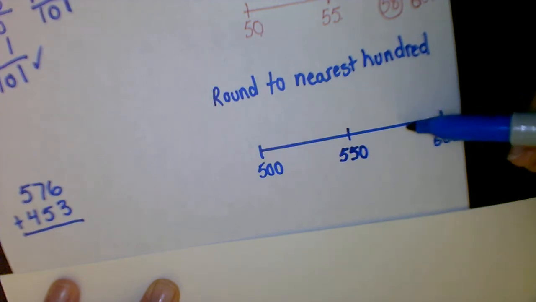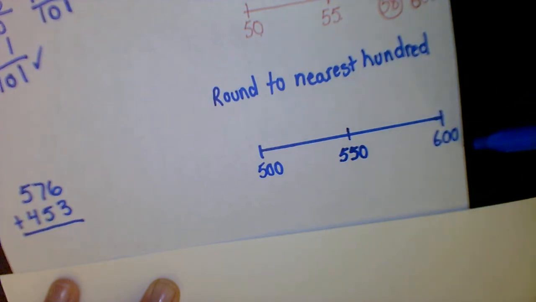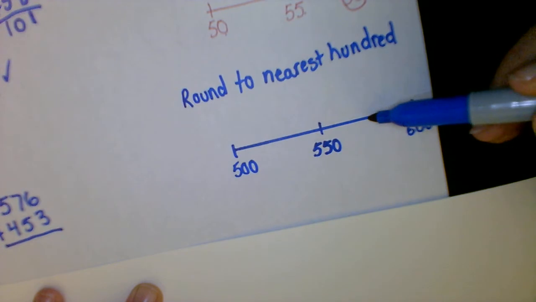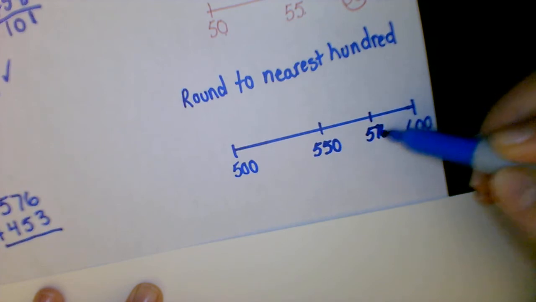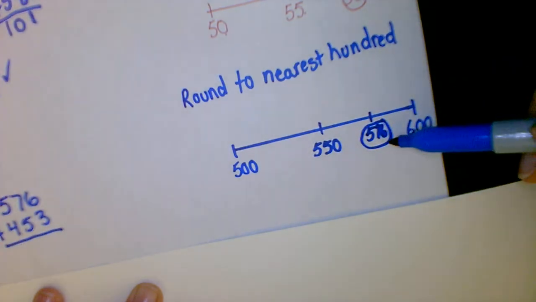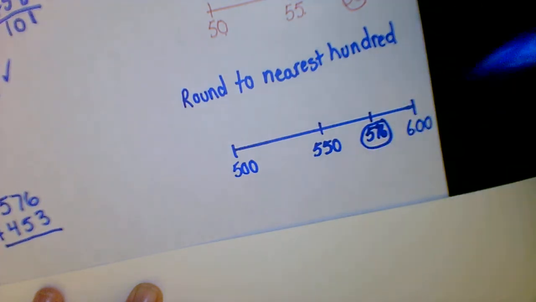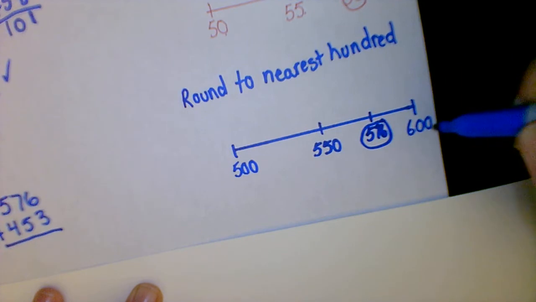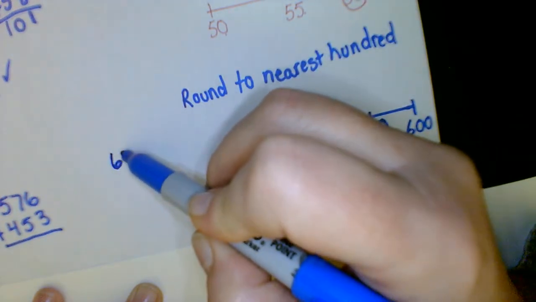And if I'm thinking in 25s, I know that right in the middle between 550 and 600 would be 575. So I'm going to go just past, because 576 is very close to that. So let's put it right there. Okay. So when I'm rounding 576 to the nearest 100, I know it's closest to 600. So I'm just going to write that one right here.